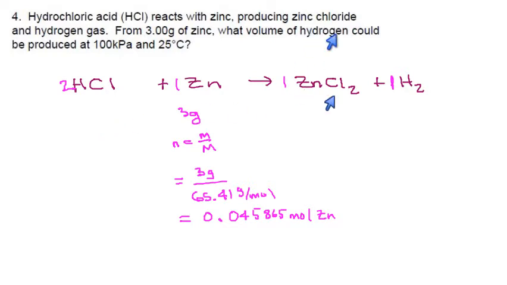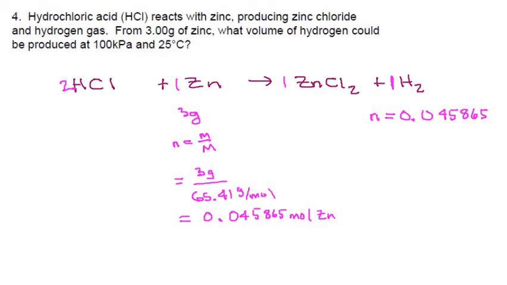They're asking about the hydrogen, and oh, how nice. It's a 1-to-1 ratio. So however many moles of zinc we have, we will have exactly the same amount of hydrogen. Our number of moles here is, again, 0.045865.